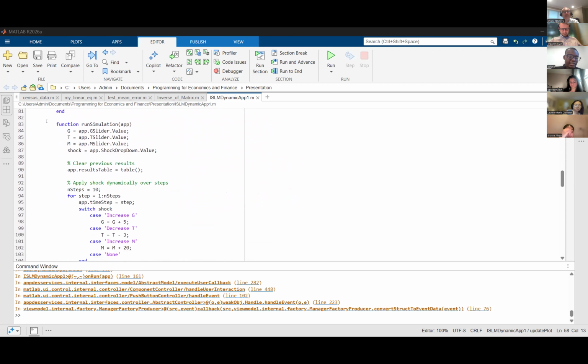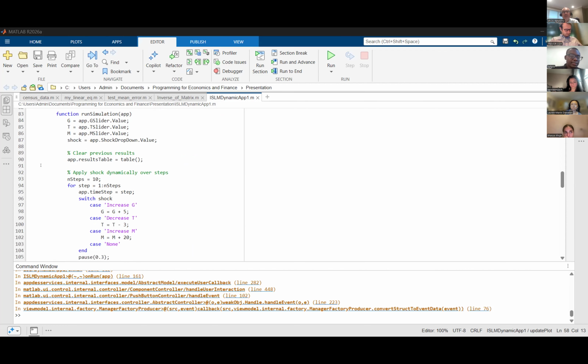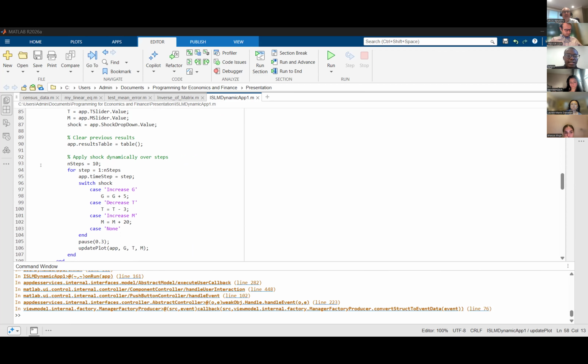And then this is another function that runs the simulations, right? Runs the simulation, yes. So whenever I change something, the simulation keeps on running. And as I mentioned earlier, this will run for 10 steps. So if I change one value, there'll be 10 iterations, and then 10 iterations before the next equilibrium value.